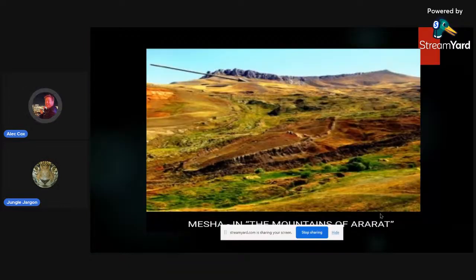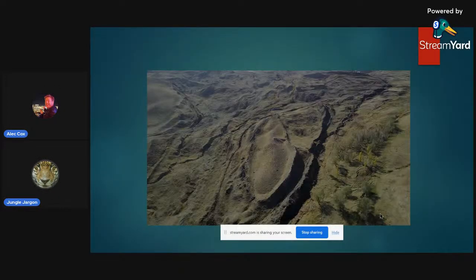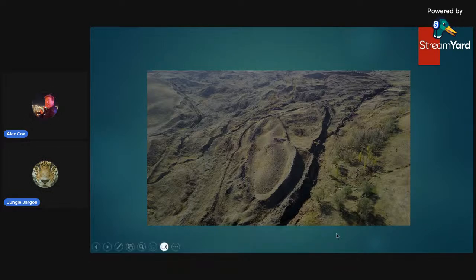So from there, these are sites on Mount Ararat, supposedly the dig out of the ark in the middle there. You can see that. You can get rid of that thing that says stop sharing. Oh, hide that. Yeah, hide that. There you go.